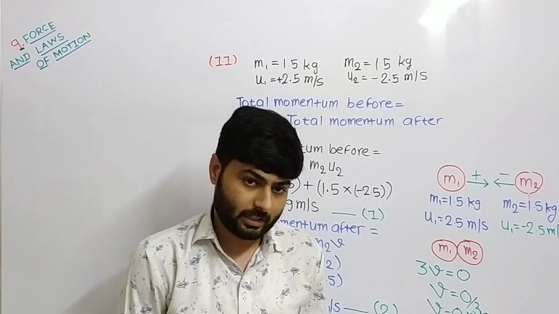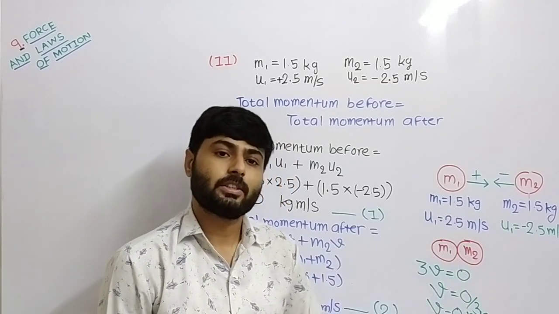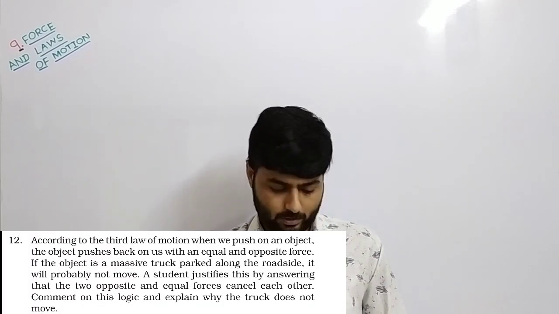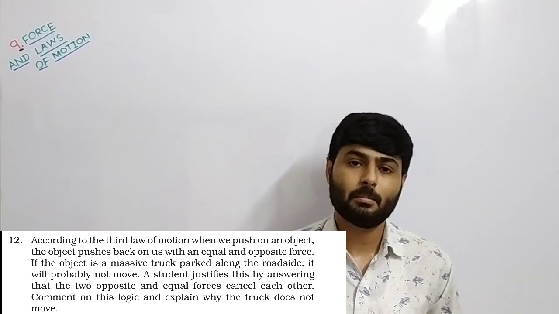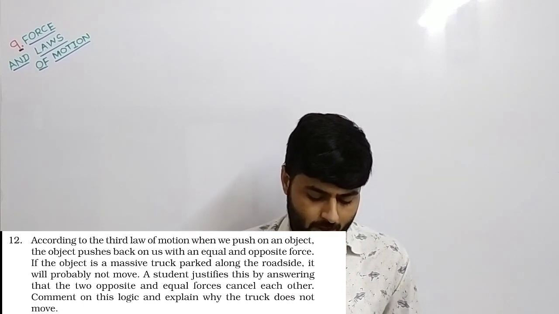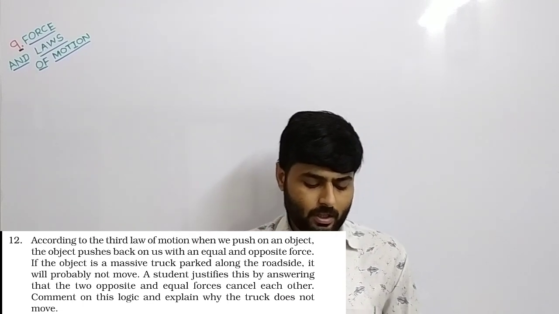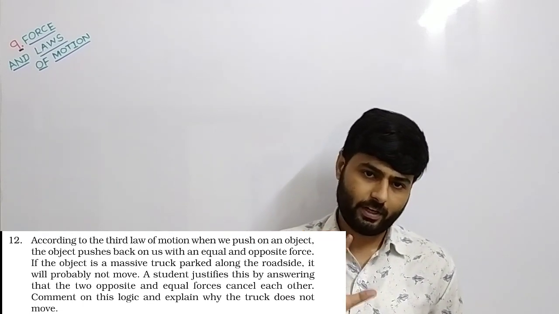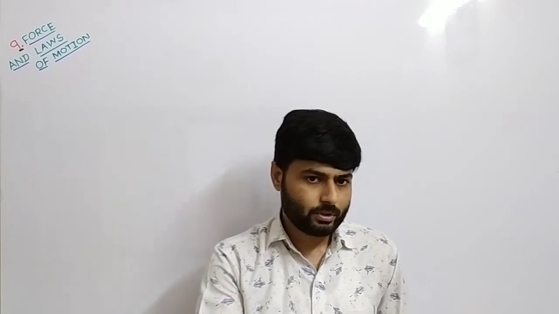So I hope you got this example and understood the situation clearly. Now we have example number 12. So read the data from your textbook. Question number 12 we have on page number 129. Read the data. According to the third law of motion, when we push on the object, it pushes back on us with equal and opposite force. That we know. By third law, if we push, the object will push to us with same magnitude but in opposite direction.